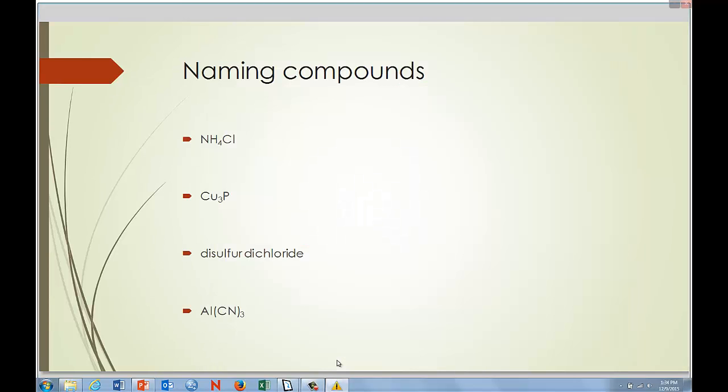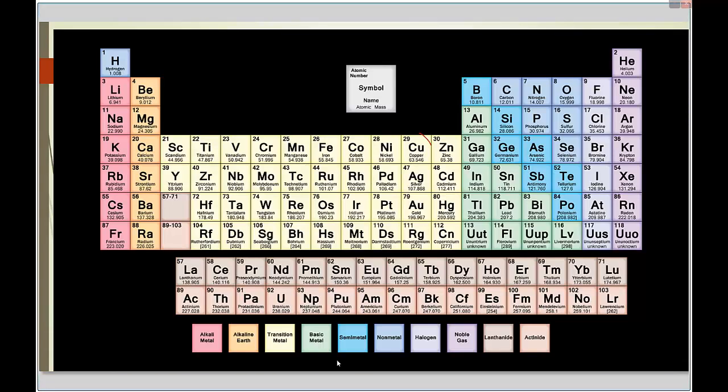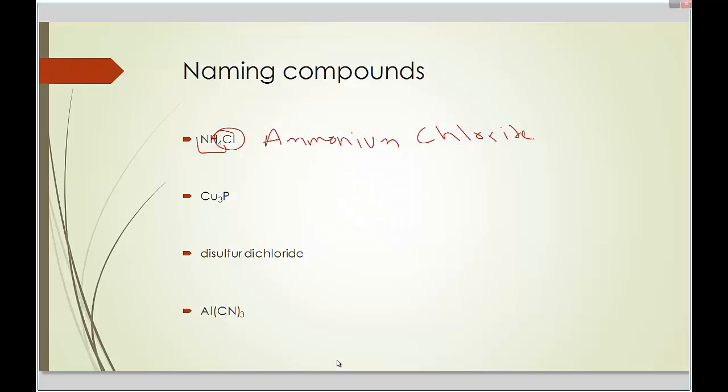NH4 is ammonium, and it's bonded to chlorine, which becomes chloride. Cu3P. So copper is here. It's a type 2, which means that you need the Roman numerals. So copper something. P is phosphorus, so phosphorus becomes phosphide.